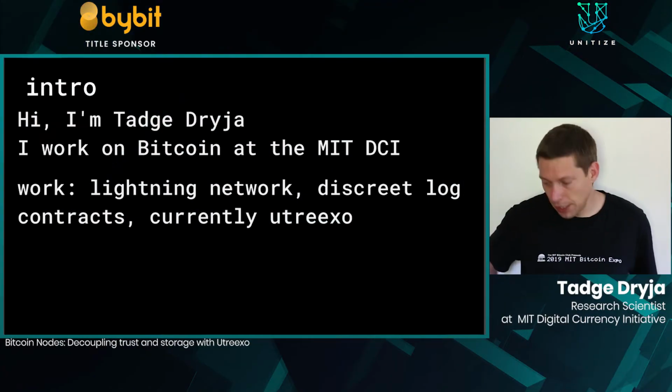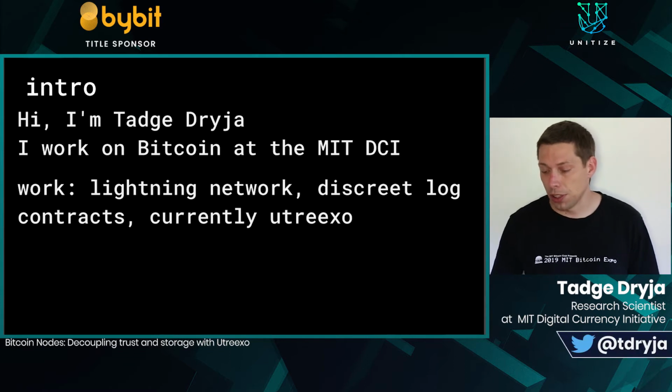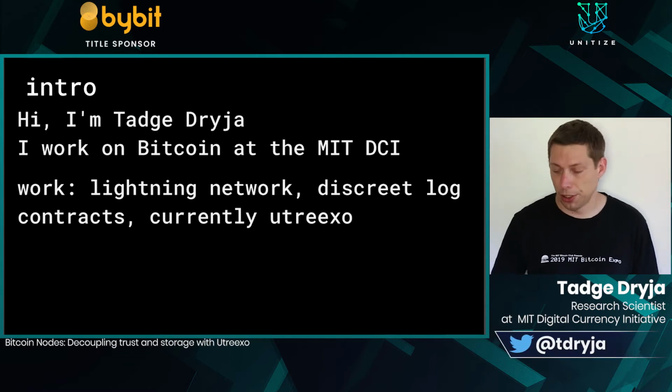So quick intro, I'm Tad Utreexo. I work on Bitcoin at the MIT Digital Currency Initiative. Previous work I've done is co-authoring the Lightning Network paper and discreet log contracts, and currently I'm working on Utreexo.